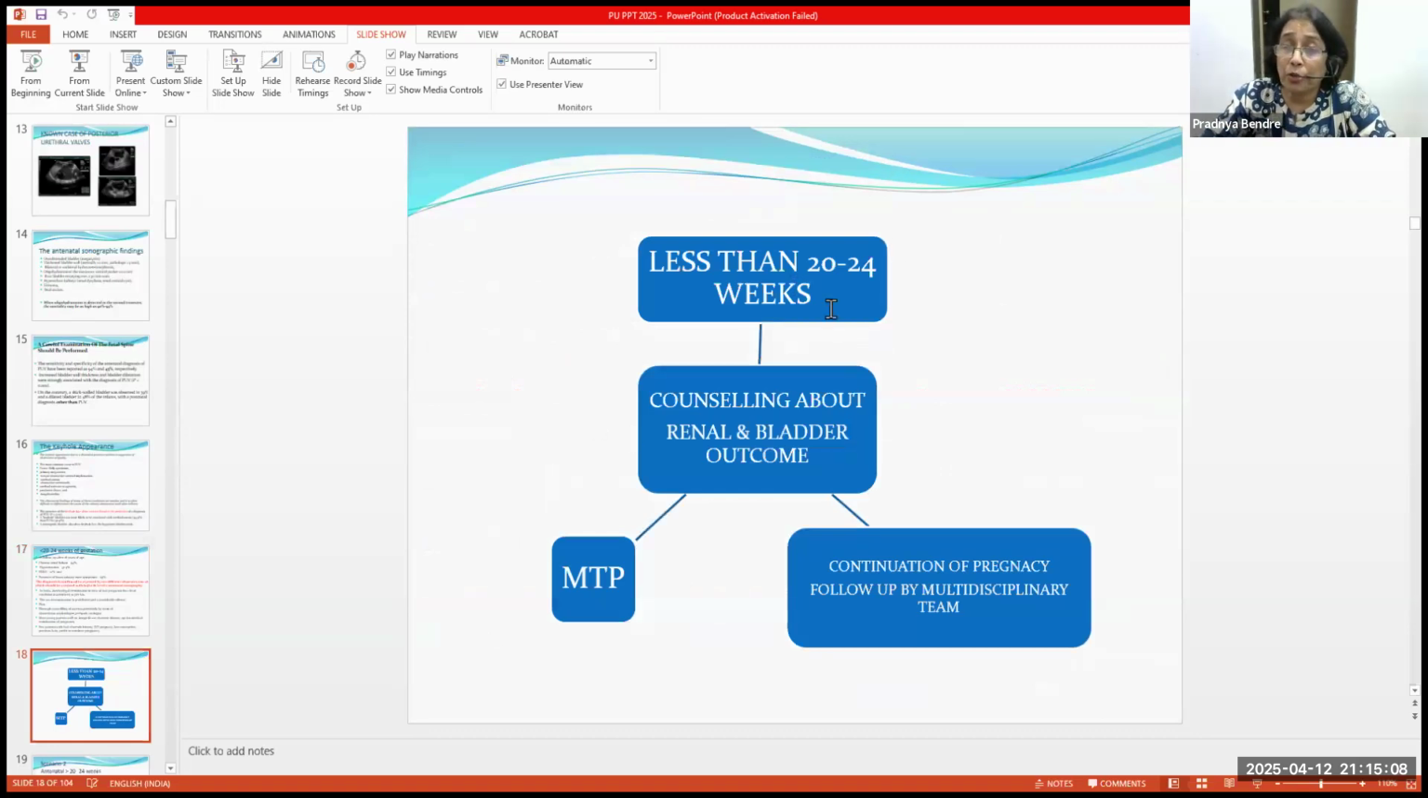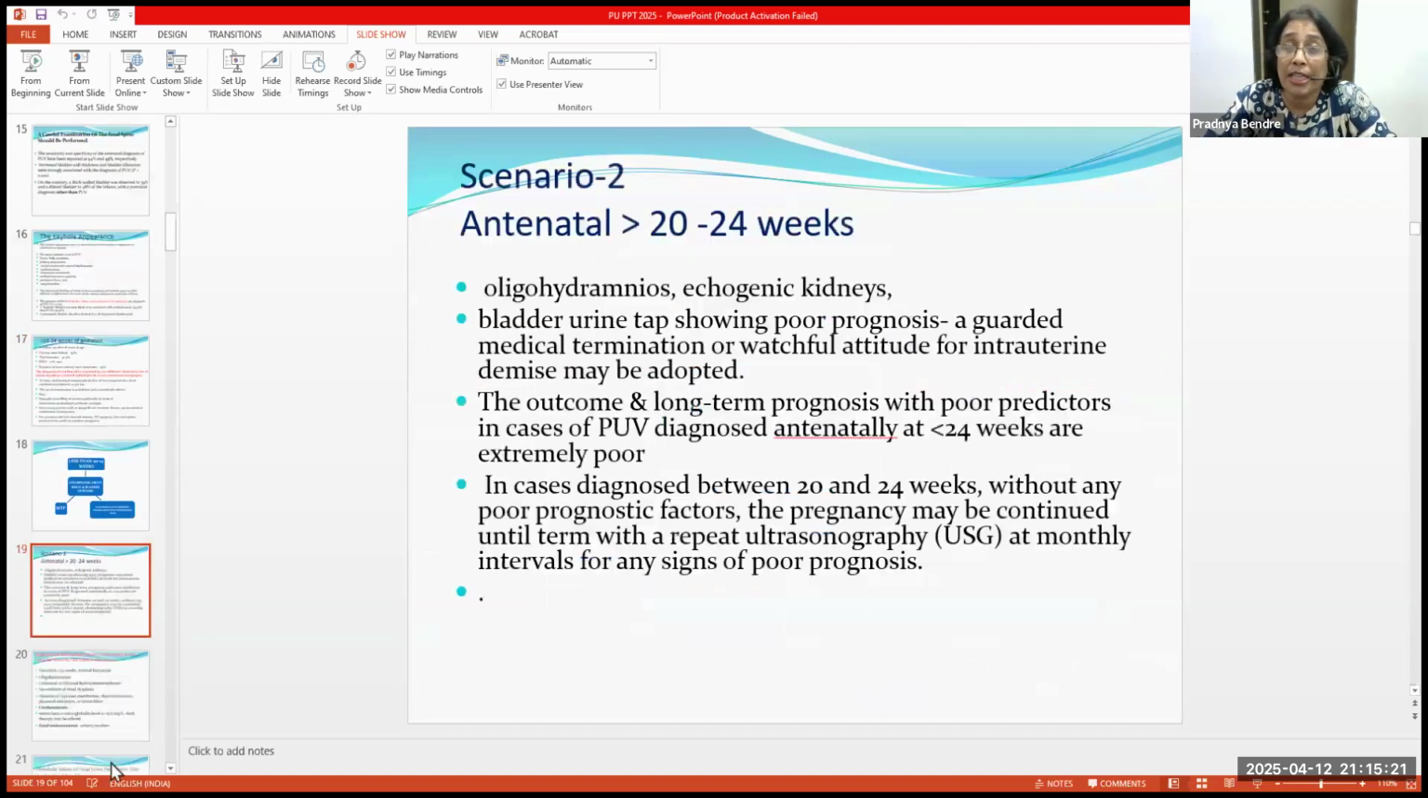So, less than 20 to 24 weeks, counseling about the renal and bladder outcome, you have an option of termination or a continuation of the pregnancy. If they continue the pregnancy, then we reach the second scenario. And this is the scenario where we are seeing the patient beyond 24 weeks, entering into the third trimester. They should be very closely followed up.